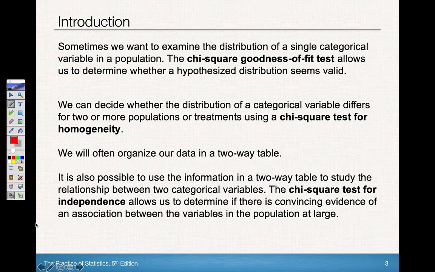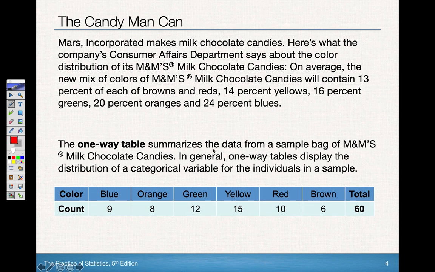So there's two sections in the chapter. The first one is one population, one variable. That's chi-square goodness of fit. Then we have two populations, one variable, chi-square test for homogeneity. Then we have two variables on one population, chi-square test for independence. So it's going to be basically the same type of situations we did for the last few chapters, but all in the chi-square curve.